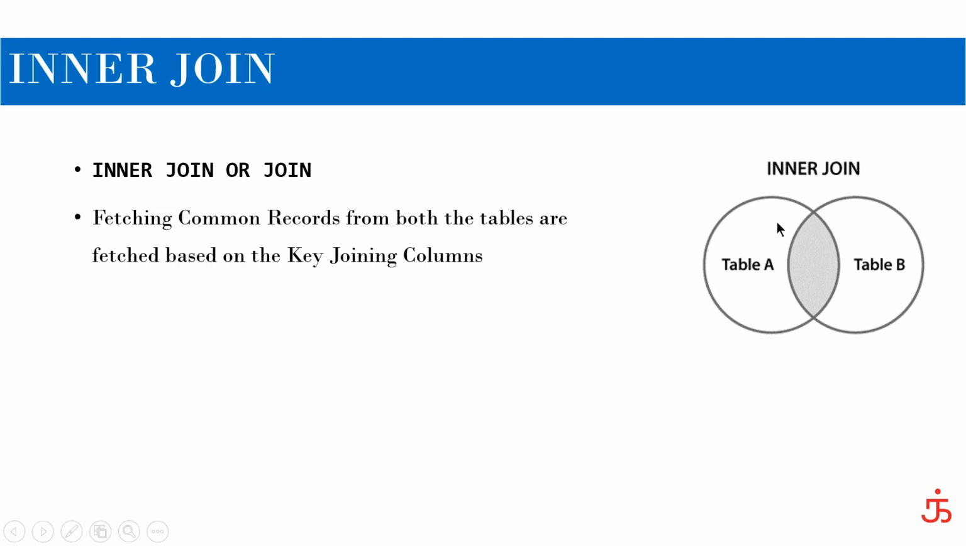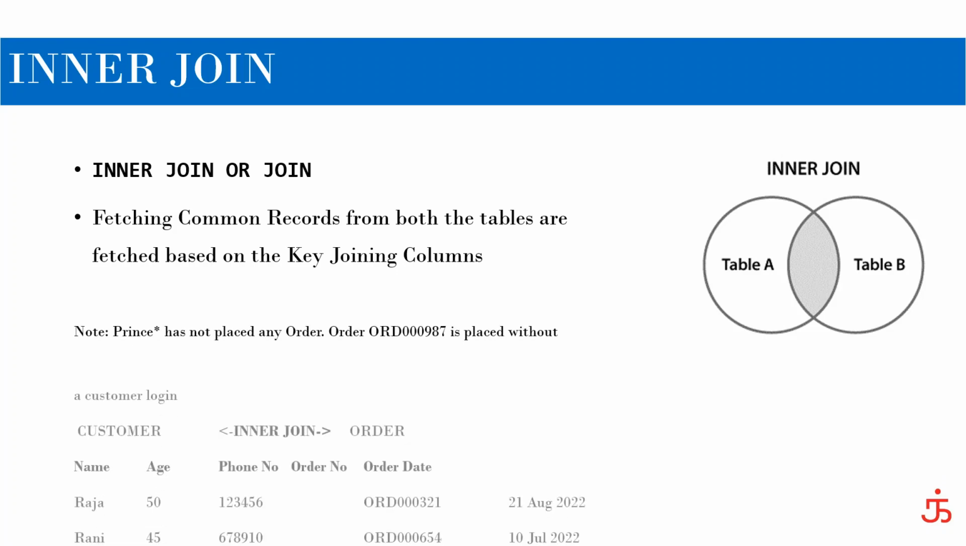So what happens in inner join is when we join using the key joining columns, we fetch the data only which exists in both the tables. We fetch the records which exist in both the tables. It's more of an intersection of both the tables. So when you see it with the data, you will get an idea.